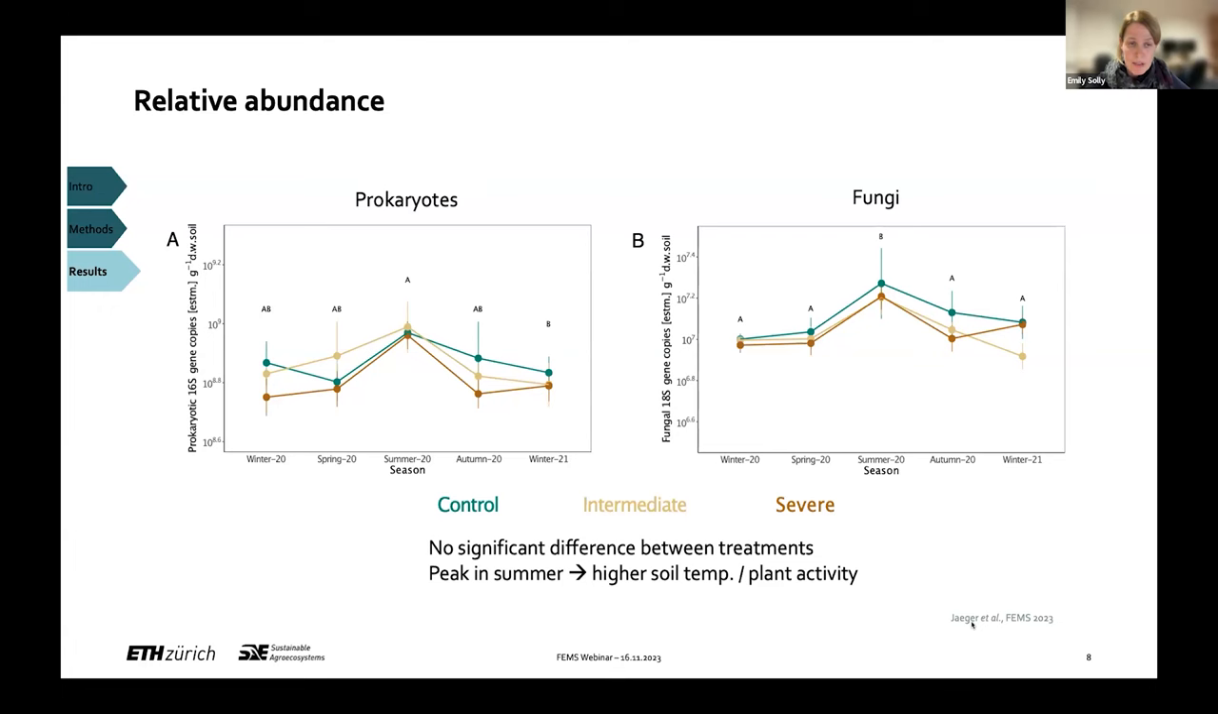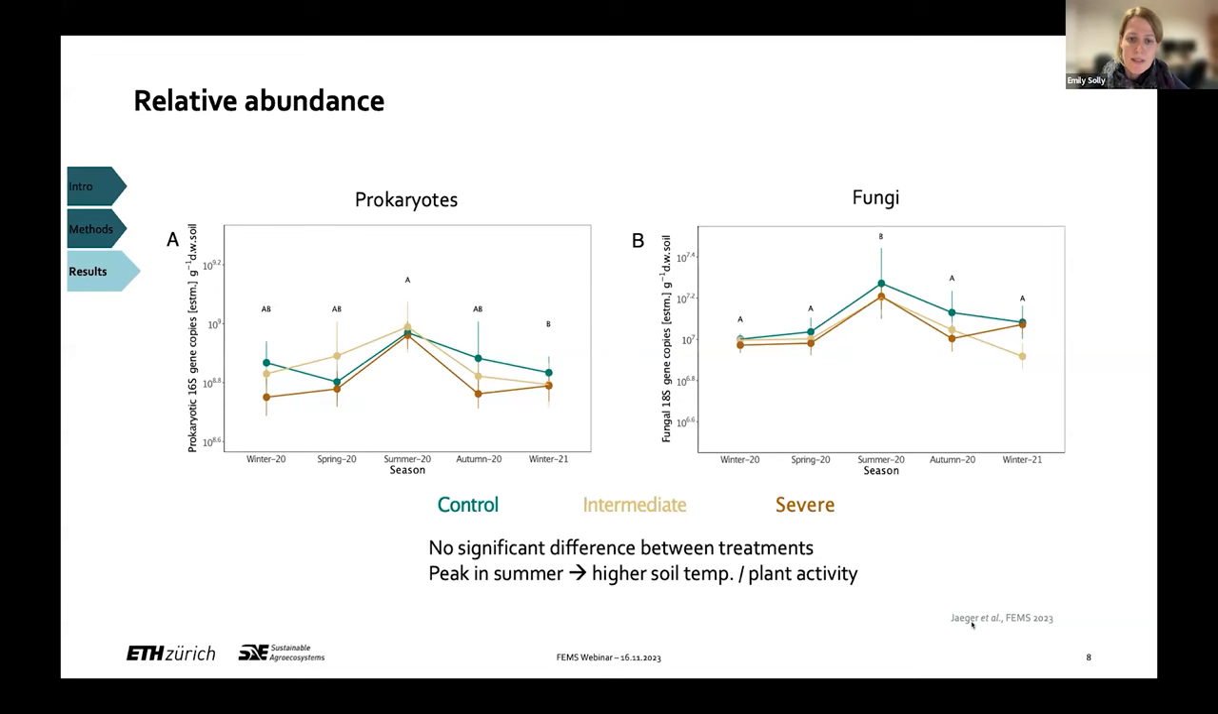One year of water limitation, very interestingly, did not alter the relative abundance of either the prokaryotic or fungal communities in the soils over the whole course of the experiment. Nevertheless, we did see a peak of abundance for both communities in summer. And this could be likely because the temperatures might stimulate the growth of organisms which favor high temperatures, which grow better under high temperatures. But it could also be related to the fact that plants continue to sustain their growth during the growing season.